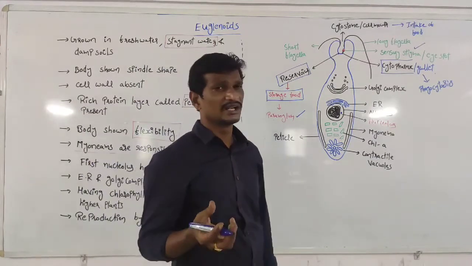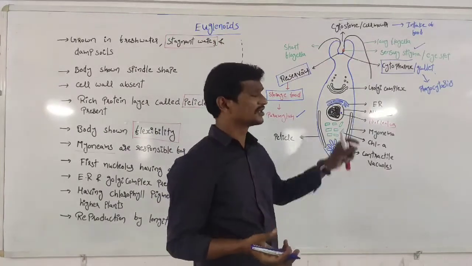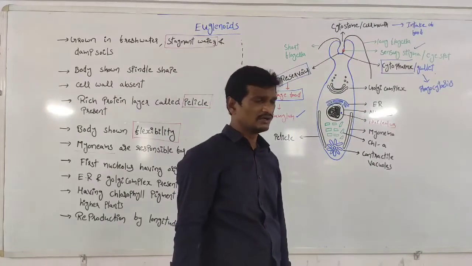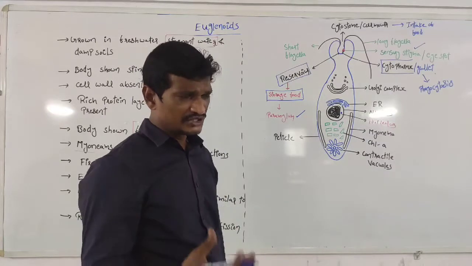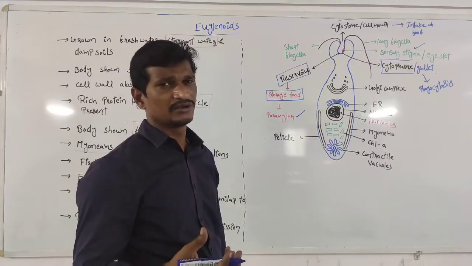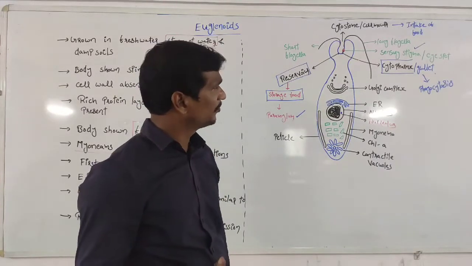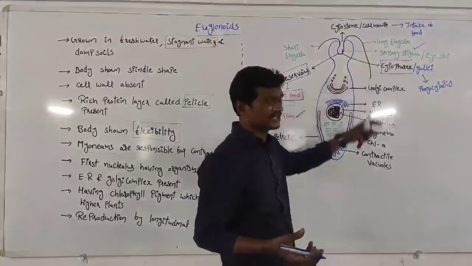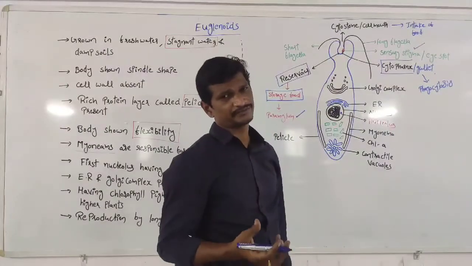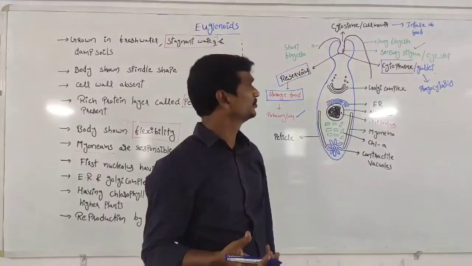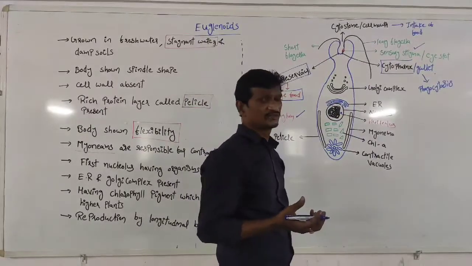the sensory stigma. And this one is also called the eye spot. Remember, the sensory stigma identifies the region in which light is available, and with the help of flagella, the Euglena moves towards the light direction. Right? That is about the sensory stigma and eye spot.